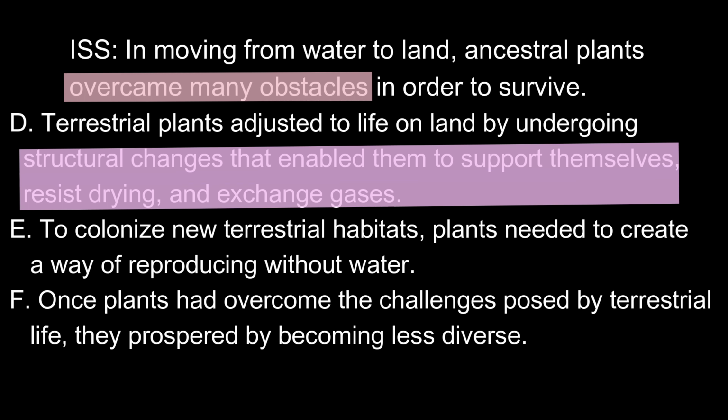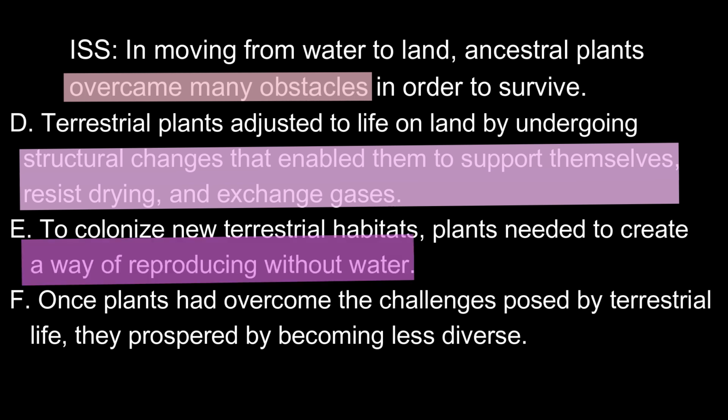E talks about a challenge, how to reproduce without water, and explains how plants met the challenge by creating a way of reproduction without water. F does not talk about an obstacle, but it does talk about overcoming challenges. So it is kind of related to the introductory summary sentence. Now we need to use our magnifying lens, that is, critical thinking, to see whether F is true. With critical thinking, we can immediately tell that F cannot be true.